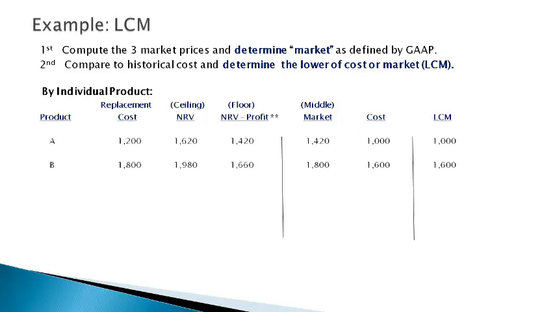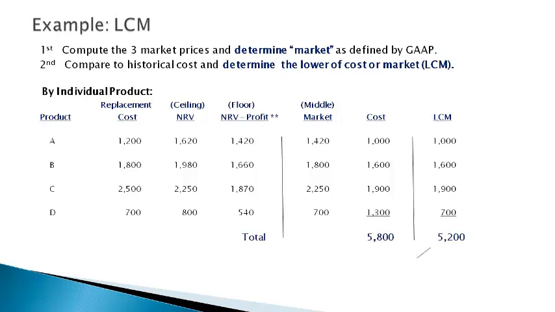This is repeated for product B, and the middle number of the first three columns becomes market, which is compared to the cost, and the lowest, which is cost, is put in the LCM column. Repeat this procedure for all products. Total only the cost and the LCM column. An adjustment is made to reduce inventory if LCM is lower than cost. This is done only using the totals of the cost and the LCM columns.